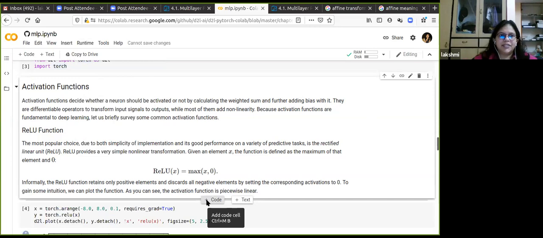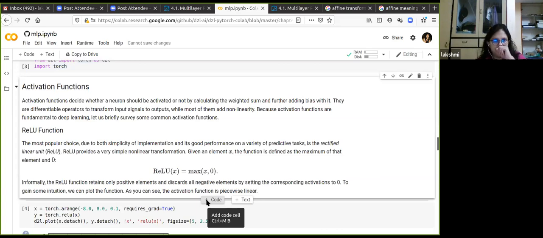Yeah, activation functions. Activation functions decide whether a neuron should be activated or not by calculating the weighted sum and further adding bias with it. They are differentiable operators to transform input signals to outputs, while most of them add non-linearity. Because activation functions are fundamental to deep learning, let us briefly survey some common activation functions.